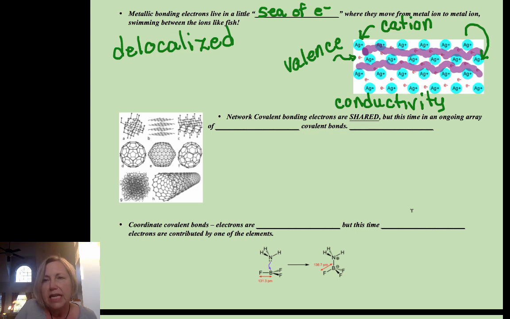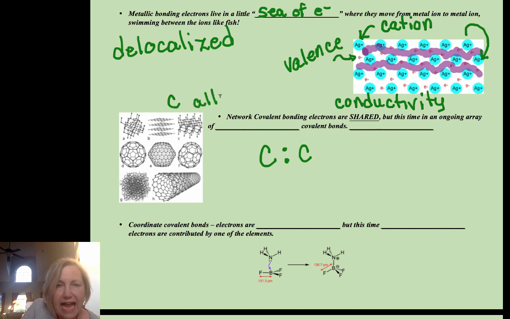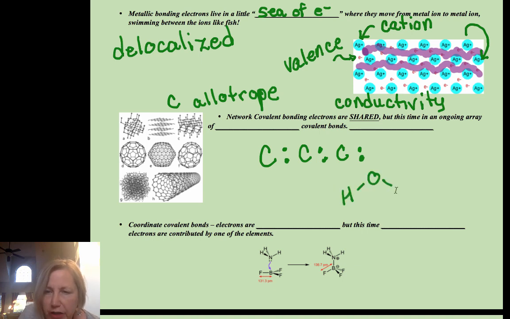Now, the next one that I want to talk about that is quite important in upper level is network covalent. In network covalent, you have sharing of electrons. So in this case, these are all carbon, and they are called allotropes. Same element, different structure. So we have different allotropes. Sometimes there's double bonds. It depends on the structure. But the point is, it's an ongoing array. It's not a discrete unit like water.